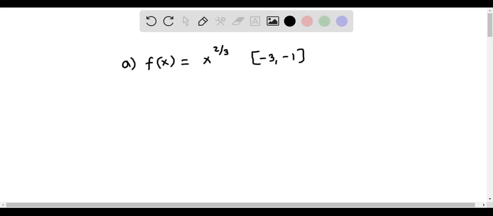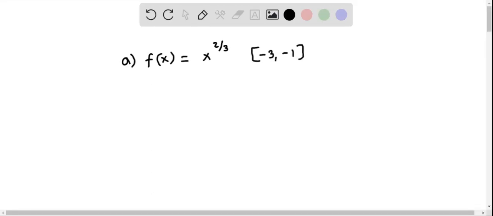We now determine the absolute extrema of this given function f of x equals x raised to the power of 2 thirds in the interval -3 comma -1. So the first step in determining the absolute extrema is to find the critical points of the function. So first we find the critical points.